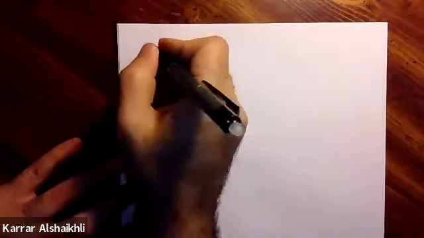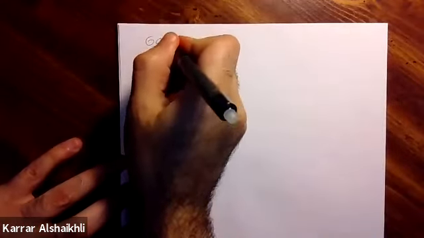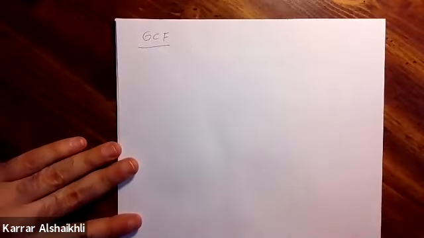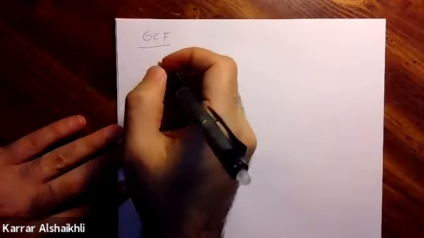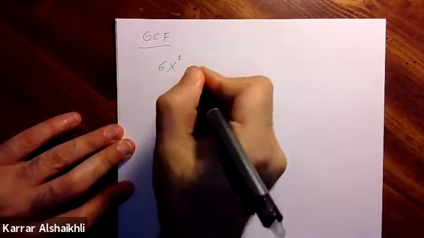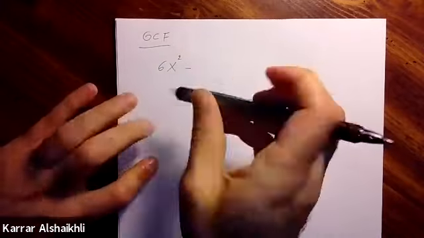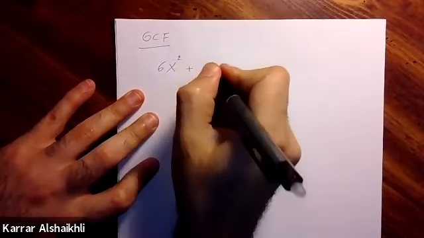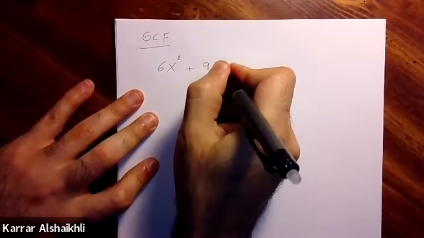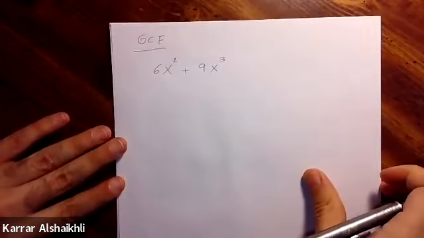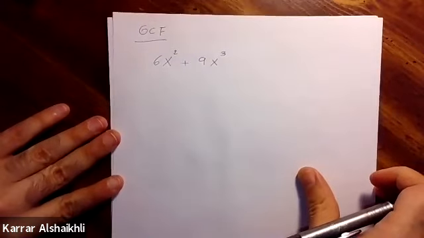So the GCF, which is the greatest common factor. I'm going to give you an example of how to find the GCF. We're going to start working with examples. This is the first example. If you have 6x squared plus 9x cubed. The first thing here, this is a polynomial.